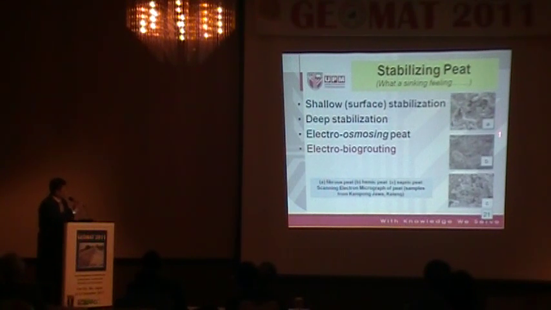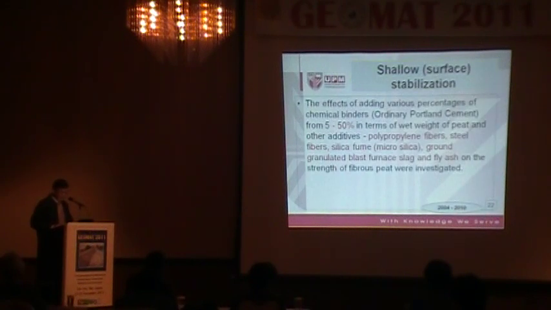So this is an example of different peat, depending on their degree of humification, under the electron microscope, scanning electron micrograph. This is a very fibrous peat. This one is somewhere in the middle, not so fibrous, and this is the most decomposed, or sapric, peat. Alright, so first we start with soil stabilization.